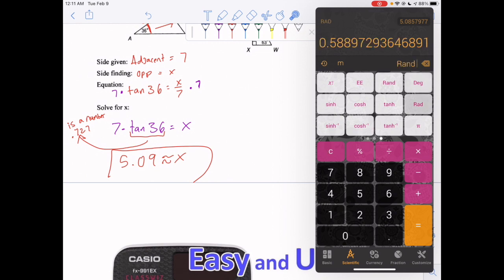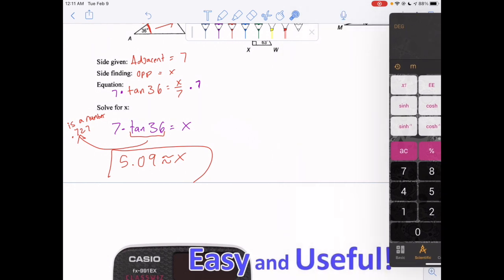So there's degrees and there's radians. Okay, you guys see how it switched there? So make sure it's on degrees, okay? Now on your actual calculator as well, take a look here.